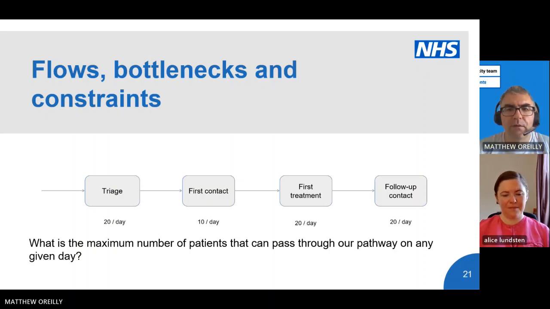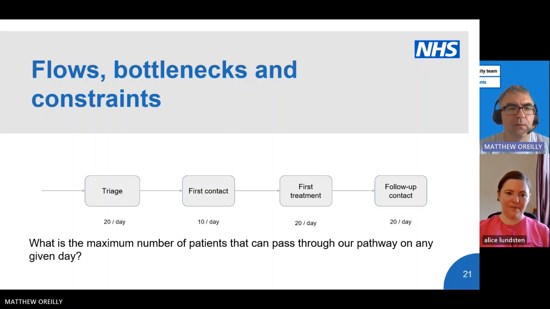We've got the simple pathway here: the triage, the first contacts, first treatments, and follow-up contacts. And we can see that there are a number of triages that can take place on a given day within our pathway. What we're going to look at is identifying where the constraint or the bottleneck within the pathway is.